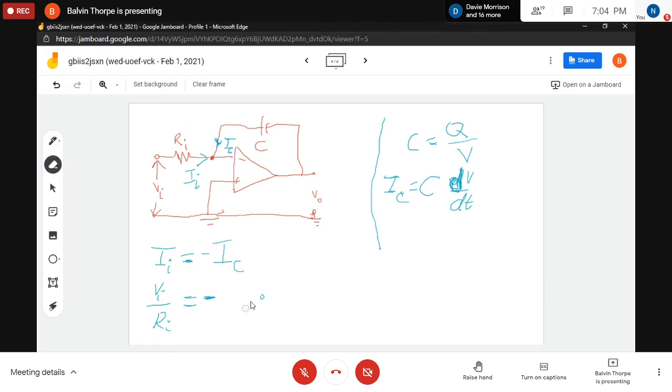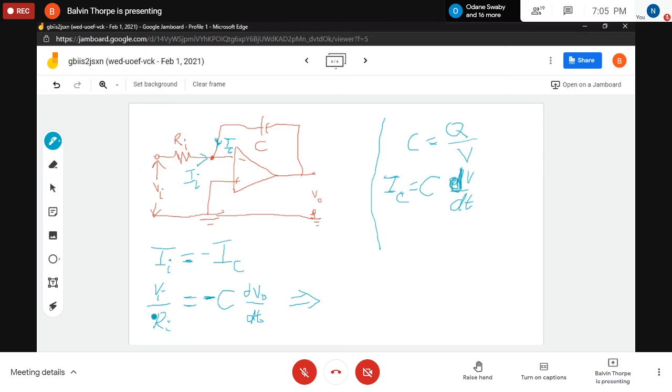So let's go back to what we had. Since we know that II is going to equal minus IC, but IC equals what? C times DV over DT. Right. And of course, which DV are we talking about here? It would be the rate of change of the output voltage, right? Yes, that would be the output voltage. Exactly.